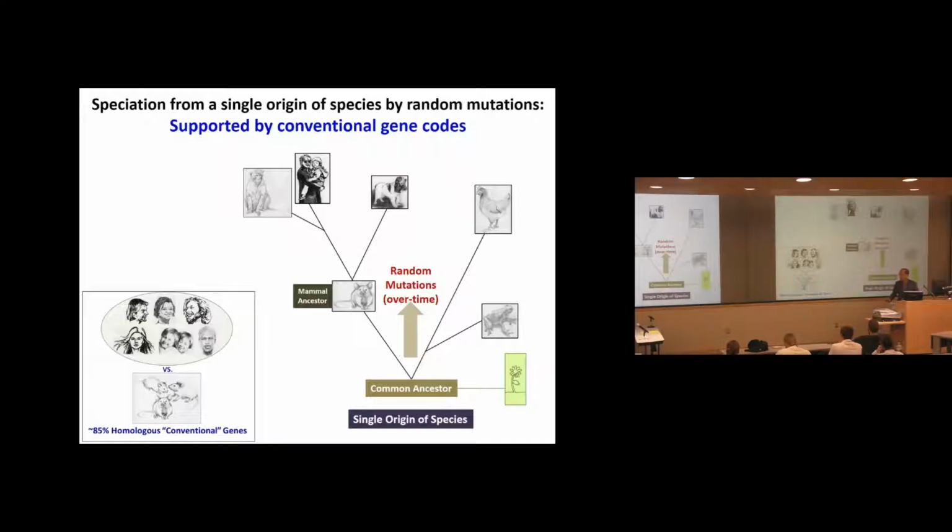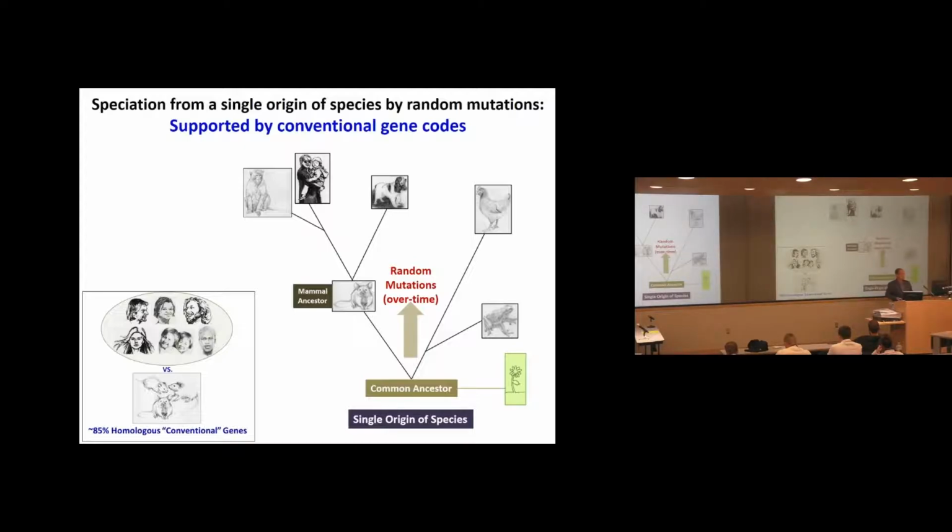So this is the current assumption about single origin of species. As you can see here, there's a single origin of species. Then we all share the common ancestor. And random mutation over time will make mouse, human, monkey, dog, chicken, frog, and plant. So with the single origin of species idea plus random mutational event, that means we came from the same genome.